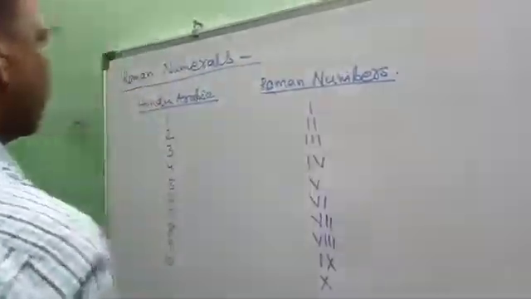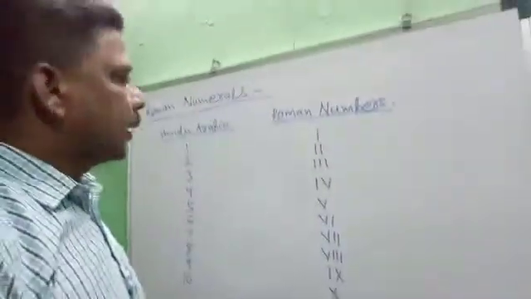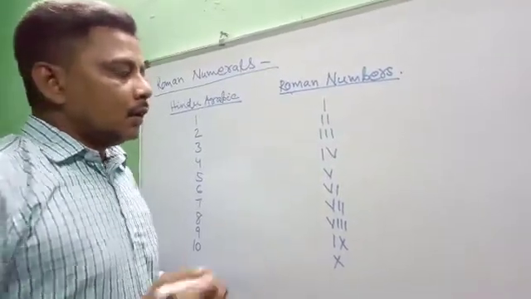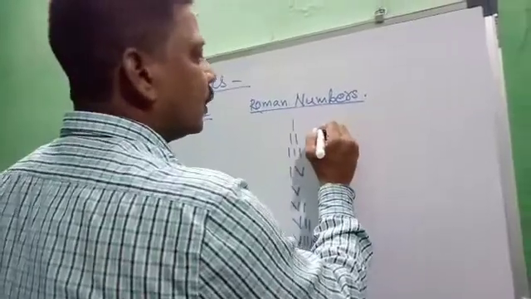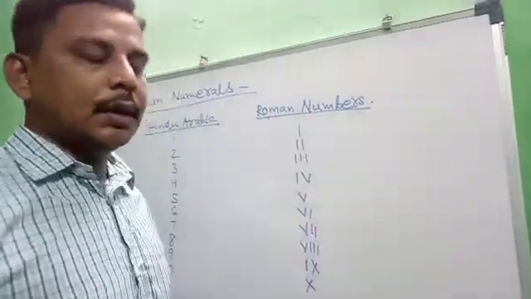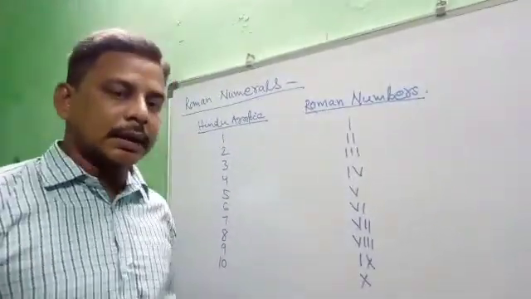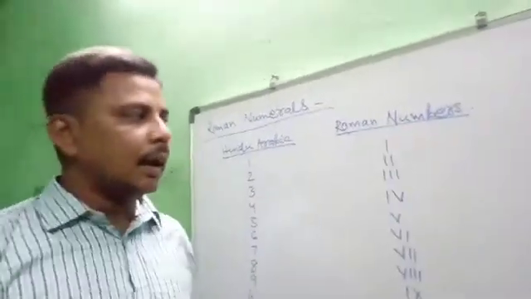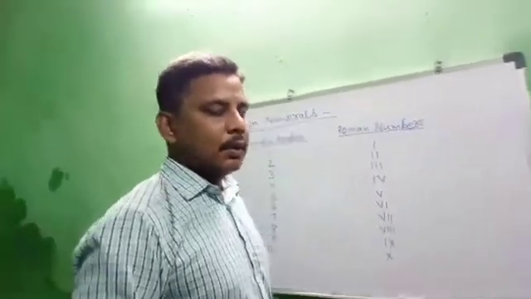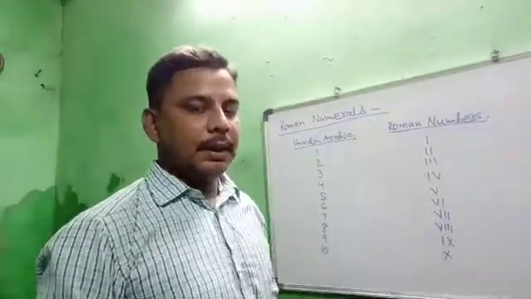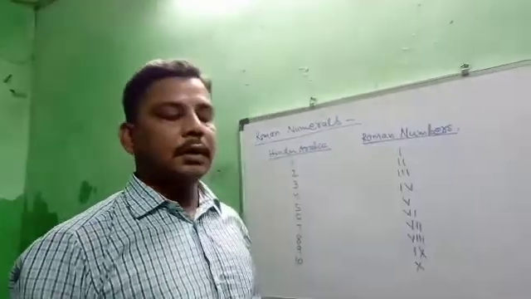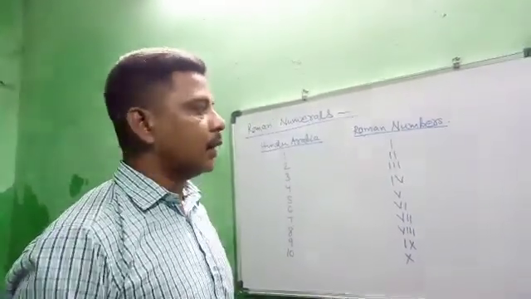Okay, so before starting Roman numerals, you have to remember some points. When we write Roman numerals, we have to write all the letters in capital letters. And there is no Roman numeral for 0. And the letters I, V, X, L, C, D and M are called the 7 basic letters in Roman numerals.